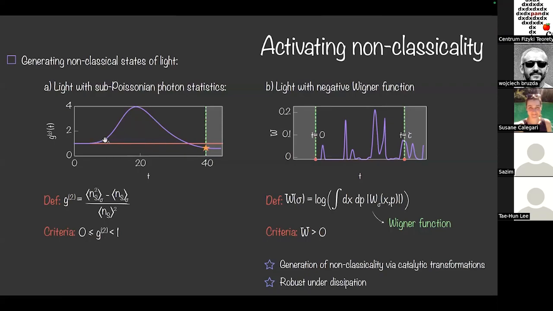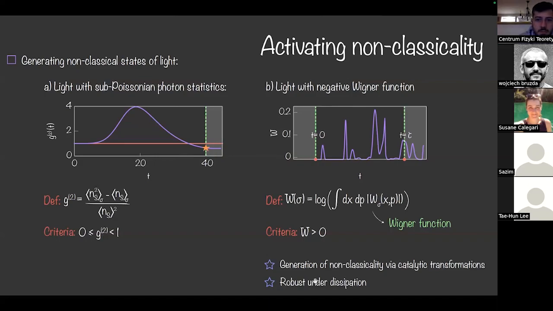And then during the process, I turn on the interaction, and this function increases, and then falls below one. So it is precisely when this mode is non-classical. And then at time t equals 40, we stop the interaction. And now the atom is precisely as it started, but not the mode. The mode is non-classical. And we did the same to generate light with negative Wigner function.